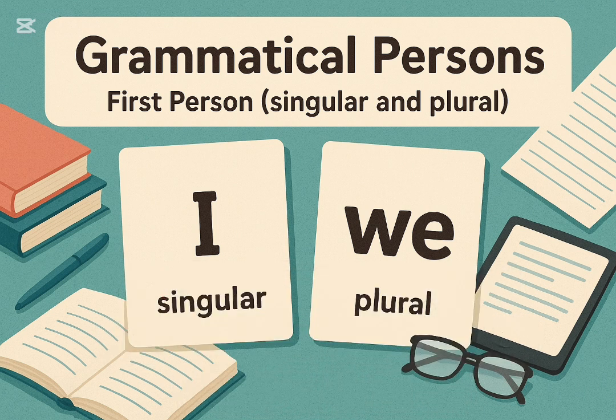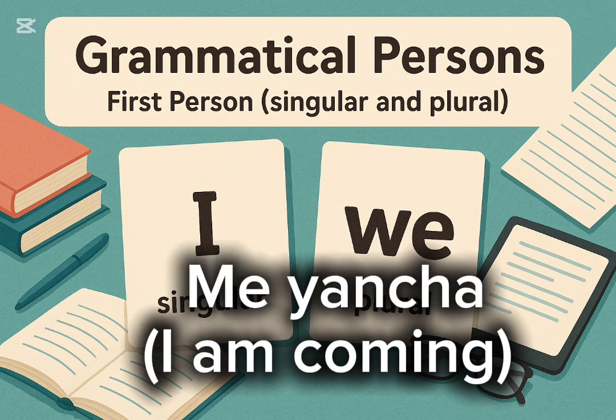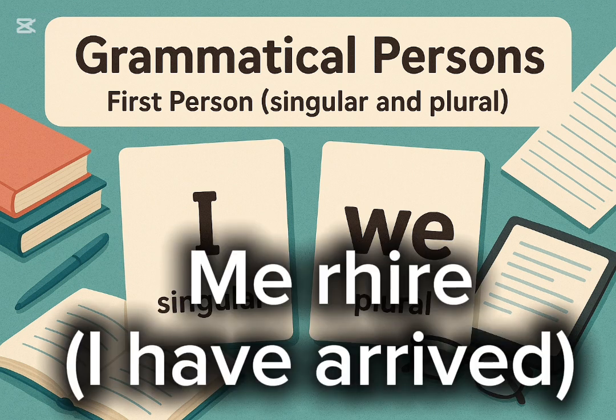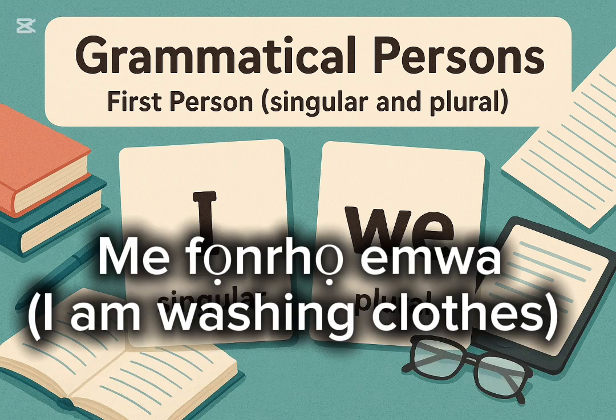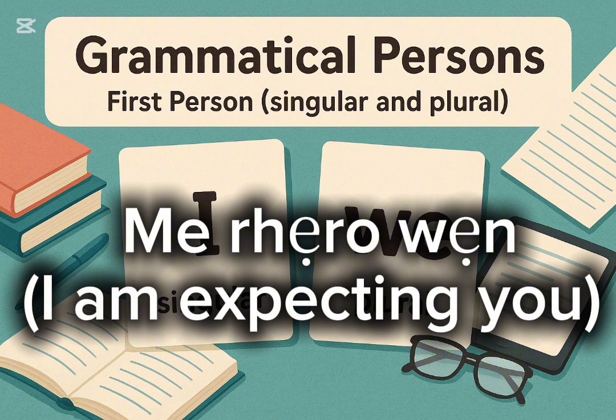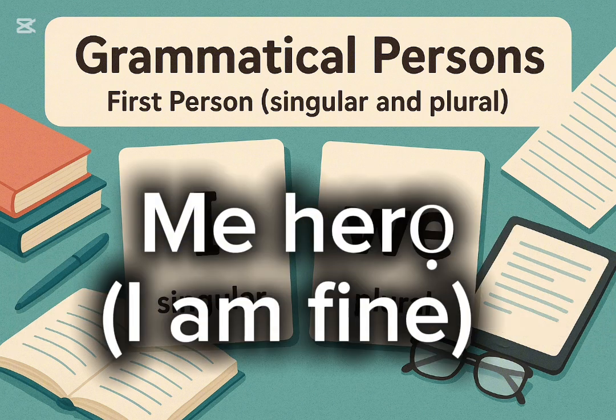Then the pronoun me, we say use me when the verb begins with a consonant followed by a, I, O, or o. Examples: me hiacha, I am coming. Me rire, I have arrived. Me forima, I am washing clothes. Me reronwe, I am expecting you. Me hero, I am fine.